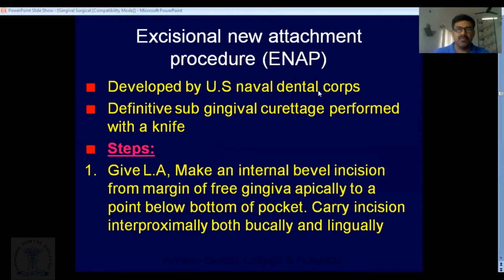Steps are, as I told you before, scaling and root planing has to be completed. Review the patient later, give local anesthesia. Then what you do is, here you are not just scraping the inner lining of the pocket. You are using a periodontal knife, or you can use a number 15 BP blade and handle, and you put an incision which is known as internal bevel incision, extending from the gingival margin towards the tooth surface, and it has to be carried out both proximally, both buccally and lingually. I'll show you that.